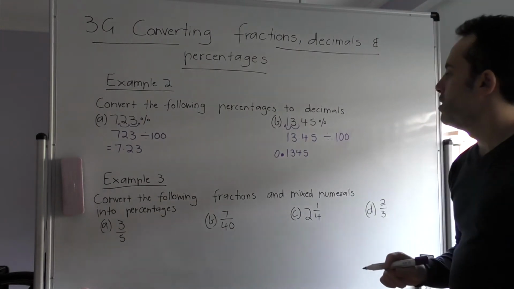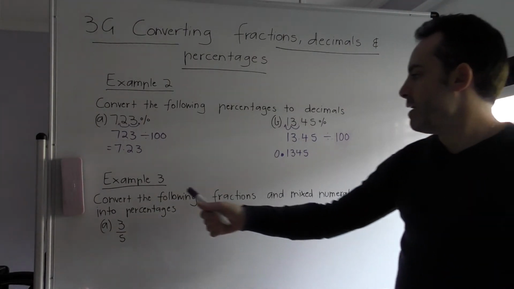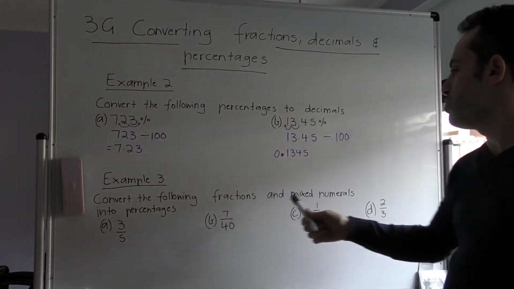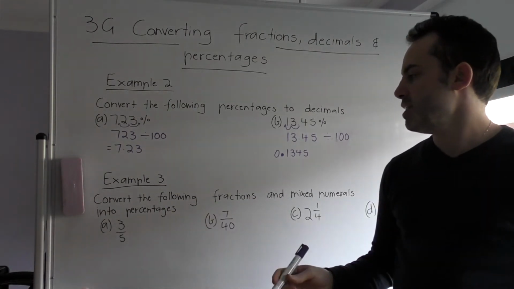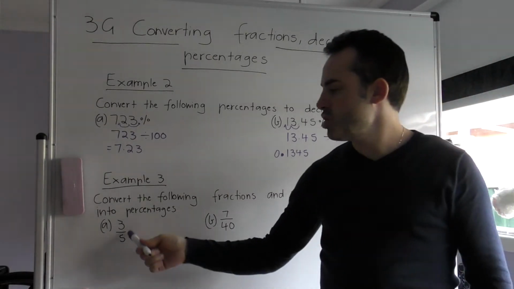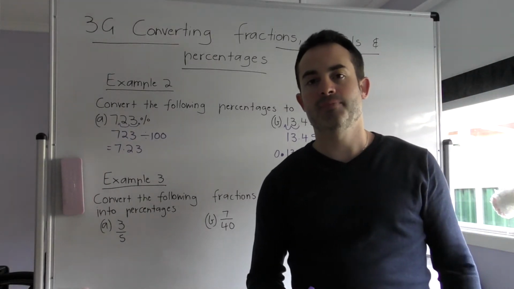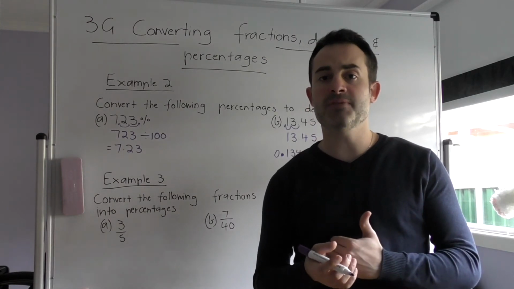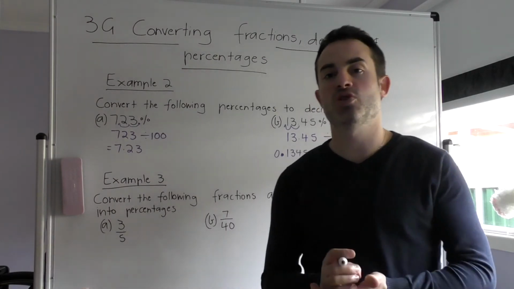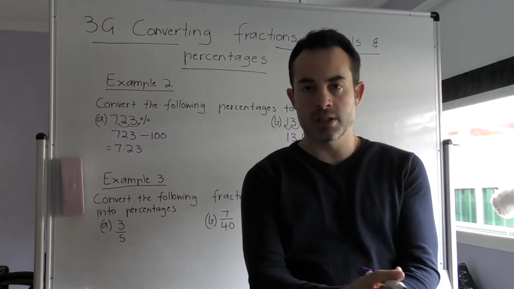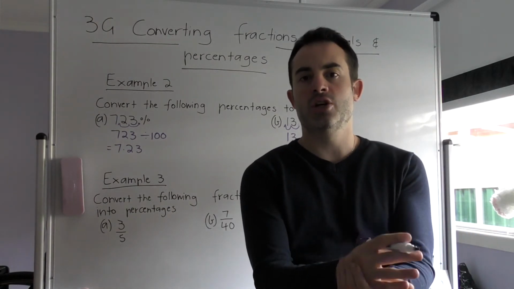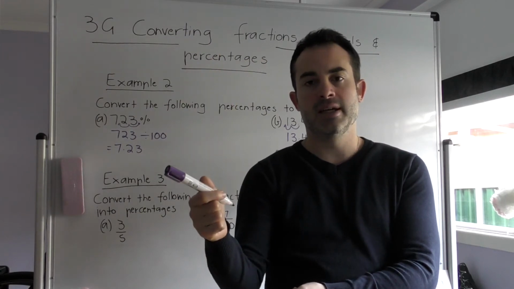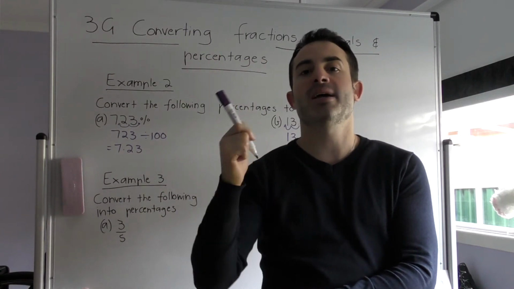Okay. Now, looking at example 3, it says convert the following fractions and mixed numerals into percentages. So what you can do is you can just type these into your calculator. So when we're typing in a fraction into our calculator, we will put 3/5 and then we times it by 100. So whenever you want to convert a fraction to a percentage, you have your fraction, you type in your fraction in the calculator, and then you times that by 100.